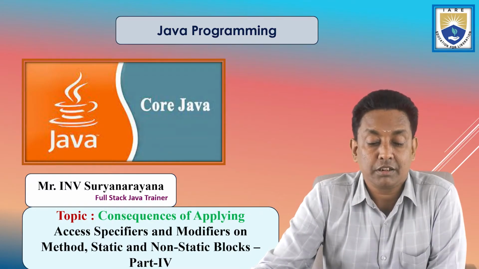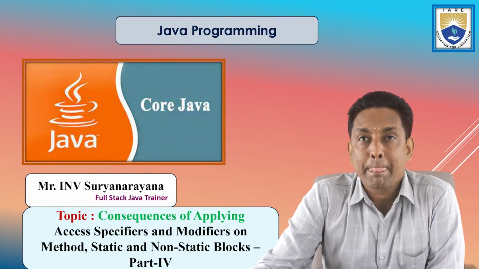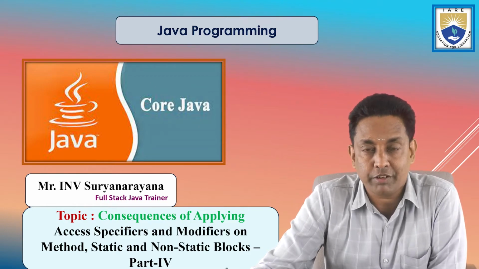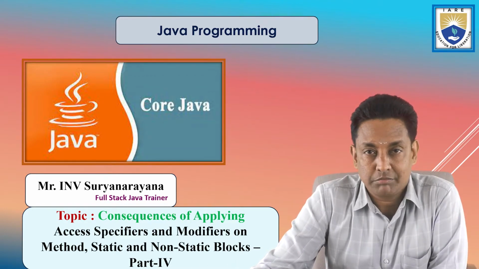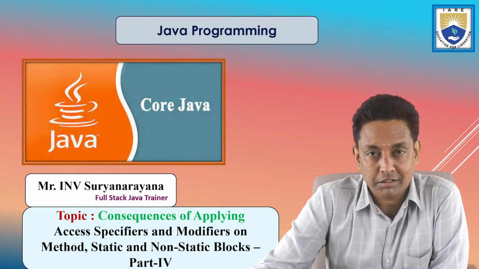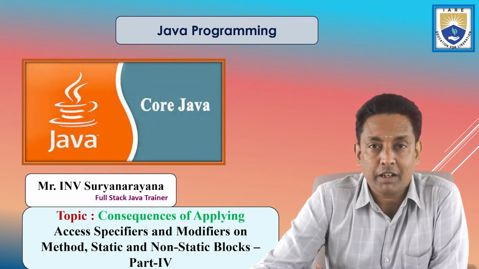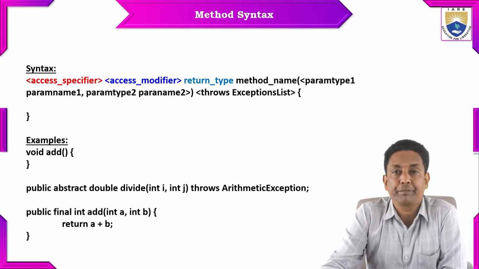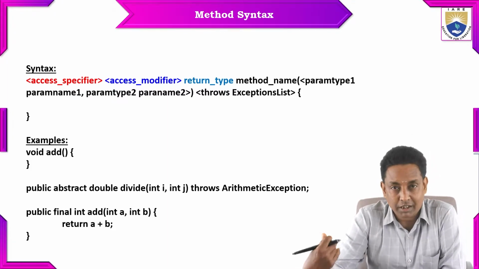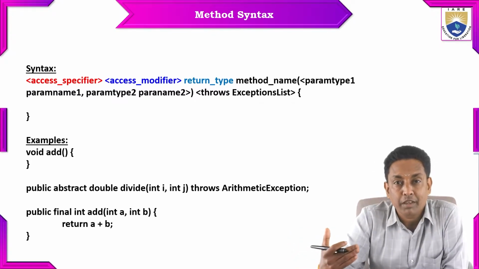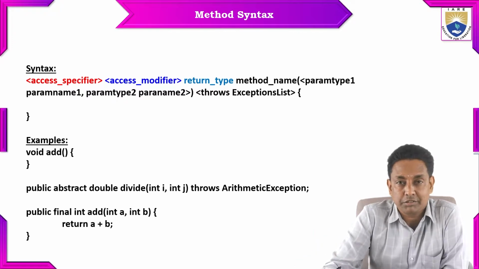Now, in the current session, we are discussing the consequences of applying access specifiers and modifiers on methods. Before that, we discussed class, variables, and constructors, and now we are talking about applying access specifiers and modifiers on methods and their consequences. Coming to the method declaration, we saw class declaration, variable declaration, constructor declaration. Then we are saying method declaration.